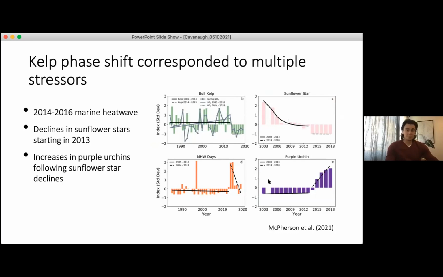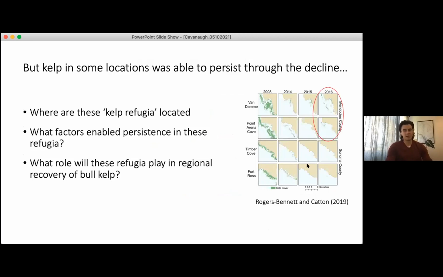That then was associated with an explosion in the population of purple sea urchins, which are a big grazer of kelp. So the sunflower stars are the big predators of urchins. Once those urchins were released from predation, their populations exploded and they started grazing the kelp and kept it from recovering. So that's the cause.